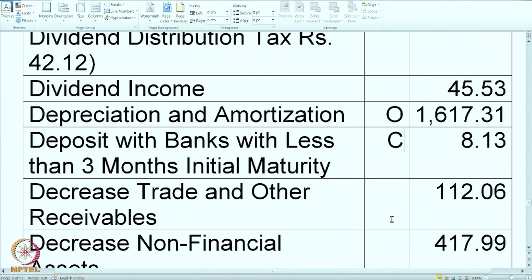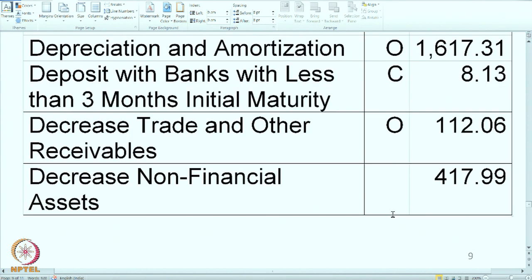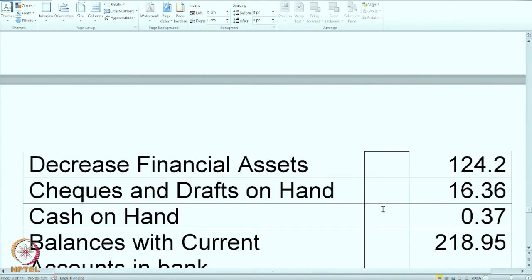Decrease in trade and other receivables. This is a working capital item, let us mark it as O. Decrease in non-financial assets, again let us mark it as O. Decrease in financial assets, this is also O.